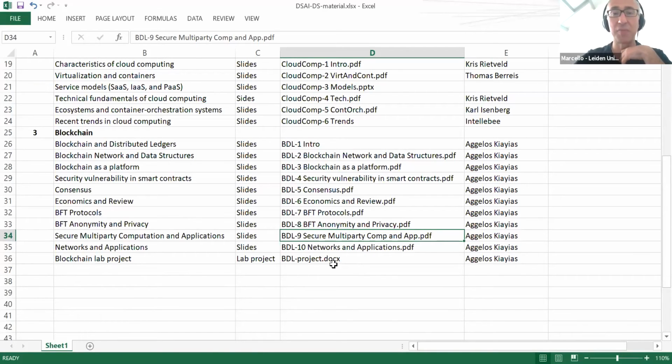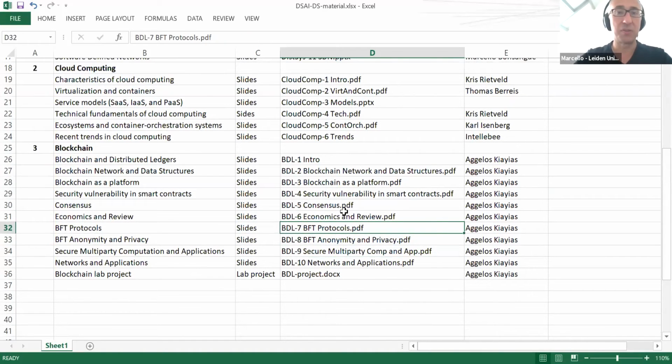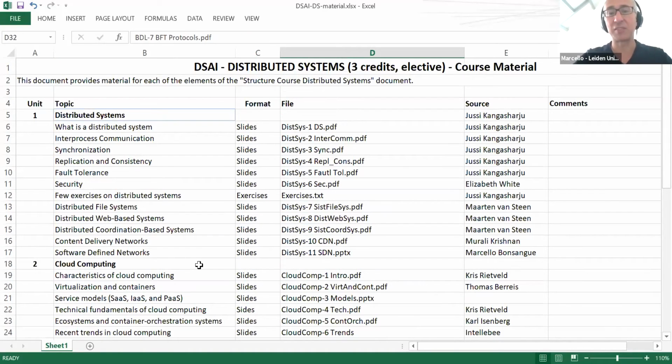There is a lab that will take place at the end or during the part when the blockchain starts. And for the rest, we have some exercises, and there can also be some extra exercises that can be put there. We will discuss this in a moment. So about the distributed system, let's go just by lecture.